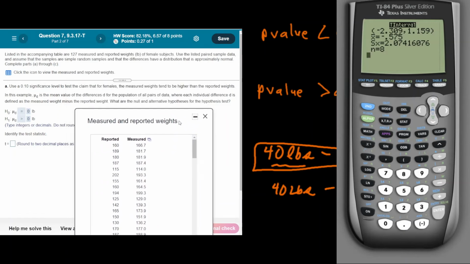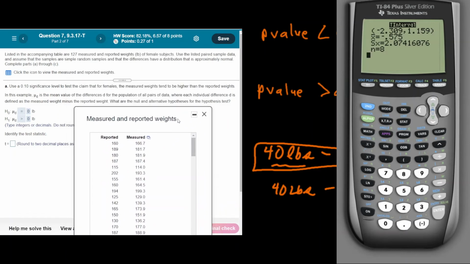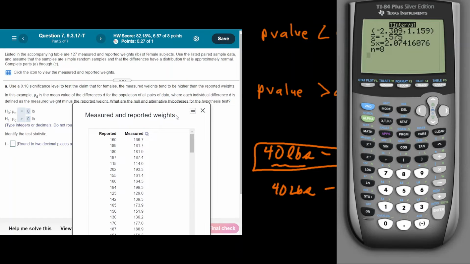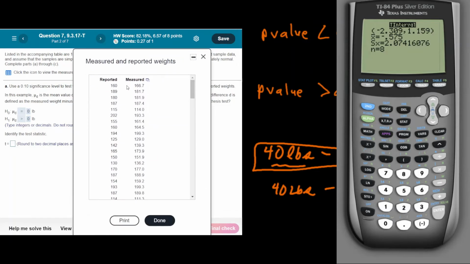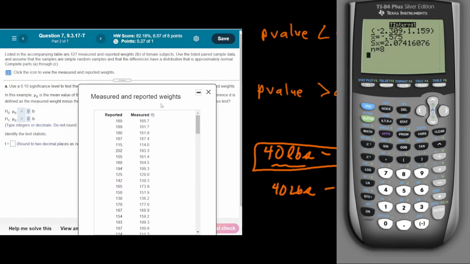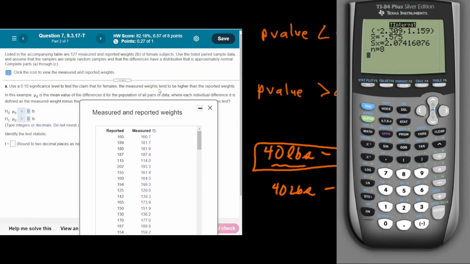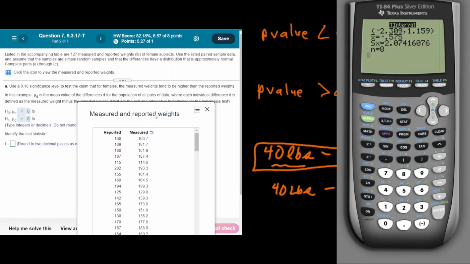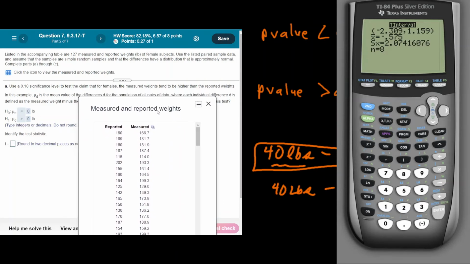So they want us to test the claim that for females, measured is higher than reported. So measured is higher than reported. That means there should be a positive difference, so this is going to be greater than. I know it's so weird. Whenever the second is larger than the first, we choose greater than for a positive difference. If it was less than, it'll be a negative difference.